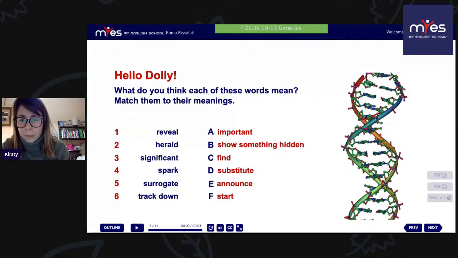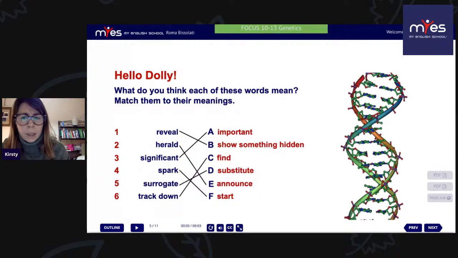1B, let's have a look. 1B, yeah, good. What did you say? 2E. Yes. 3A. I think you've got these. 4F. 4 is F. What did you get for 5, guys? 5D. And 6 is to find.